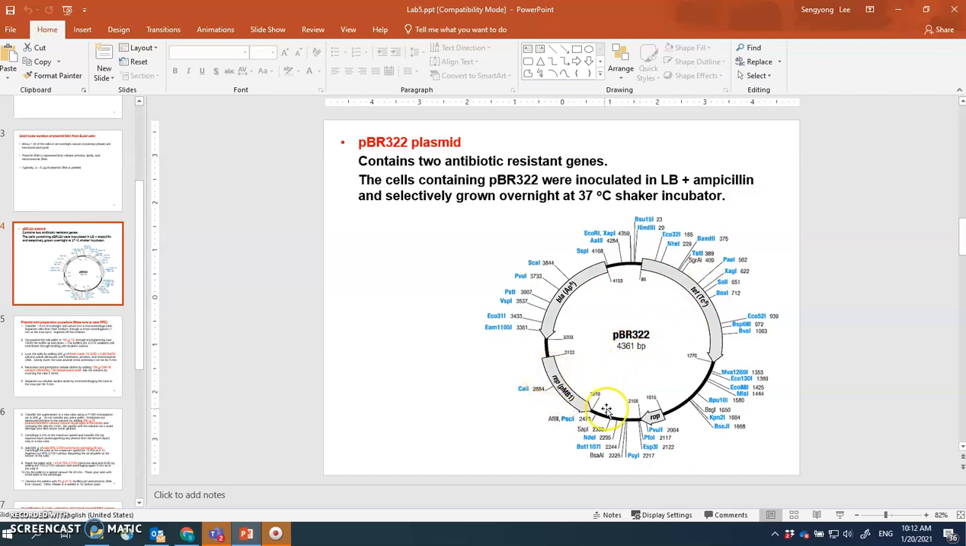And then REP may be the replication origin. For this plasmid DNA to be replicated and maintained inside of a cell, you have to have a replication origin where the DNA replication starts.